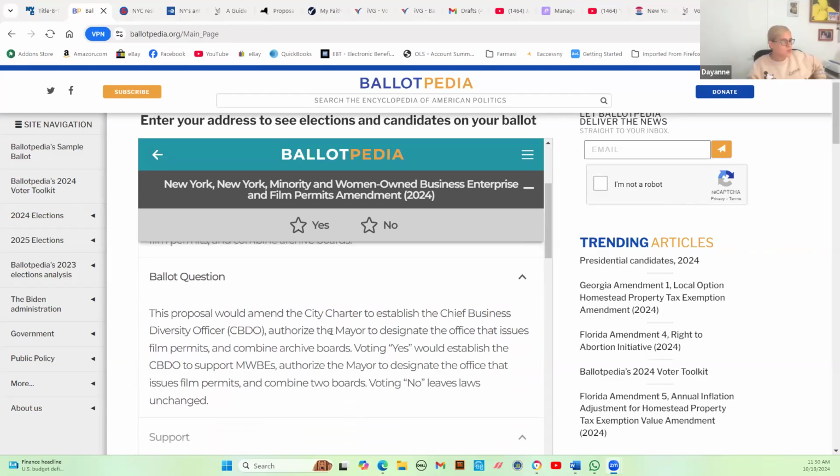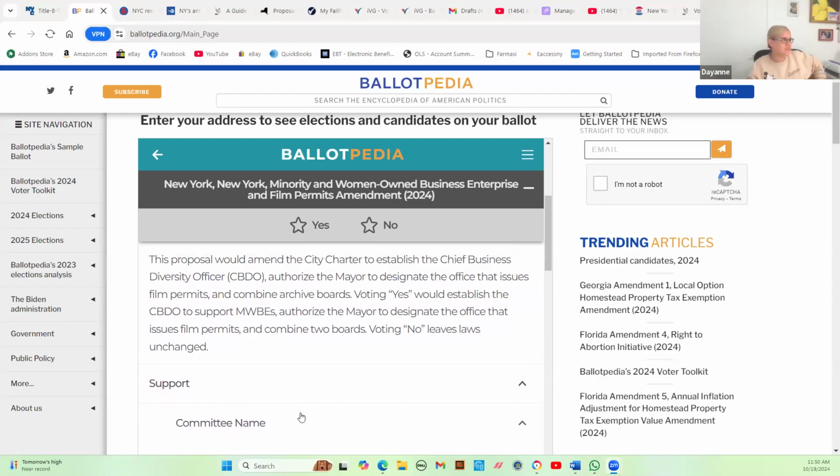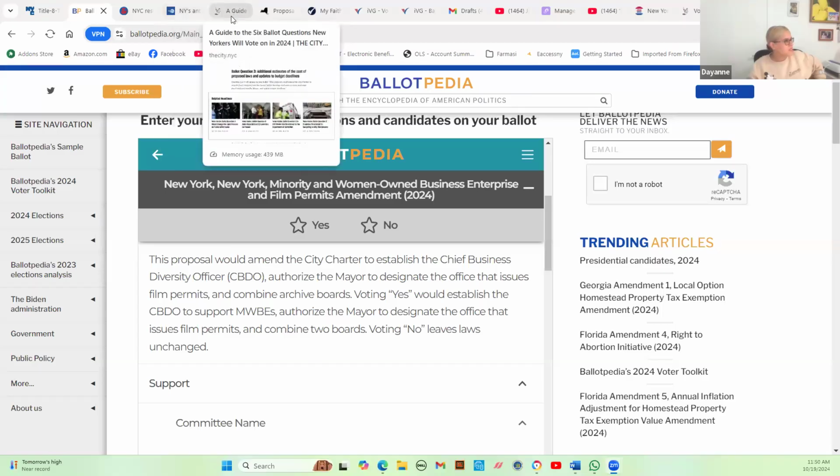Here's the question. This proposal would amend the city charter to establish the Chief Business Diversity Officer, to authorize the mayor to designate the office that issues film permits and combine archive boards. Voting yes would establish the CBDO to support MWBEs, which is Minority and Women Business Enterprises, to authorize the mayor to designate the office that issues film permits and combine two boards. I really don't see why this is on a ballot. I just don't. But you'd be surprised. Okay, so now let's look at this.